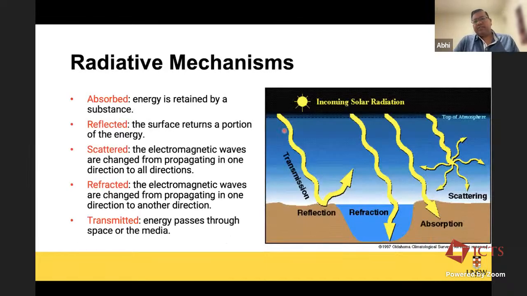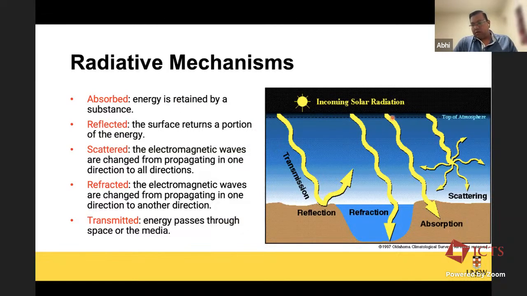So let's come to radiation mechanisms. There are various mechanisms through which radiation interacts in the atmosphere. For example, in this image, you can see you have incoming solar radiation at the top of the atmosphere, and you can have absorption at the surface, as I told you before, which is basically energy that is retained by the surface.